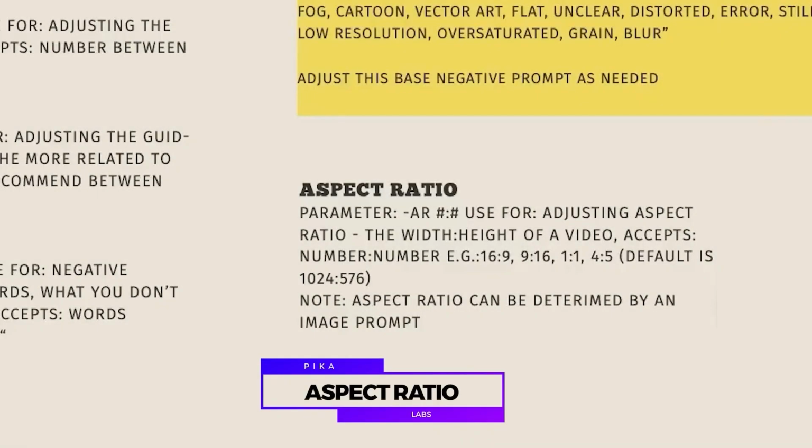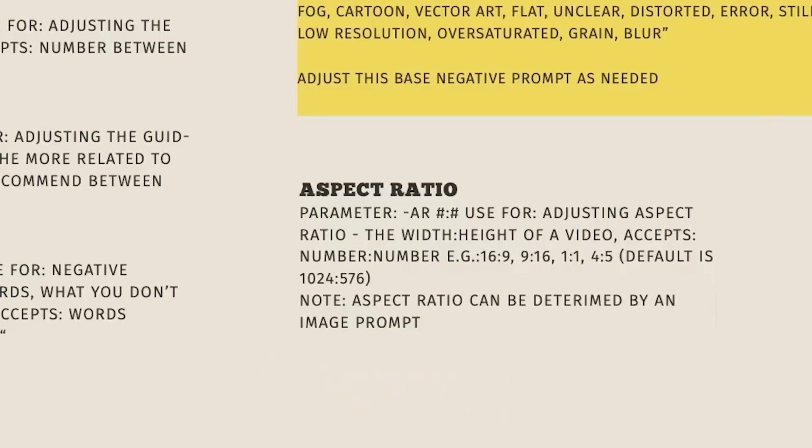Aspect ratio, which is a concept I'm sure all of you are familiar with, is just simply -AR followed by the number. Now, this only really applies when you're doing a text prompt. If you're doing an image prompt, Pika is just going to take the aspect ratio of your input image.